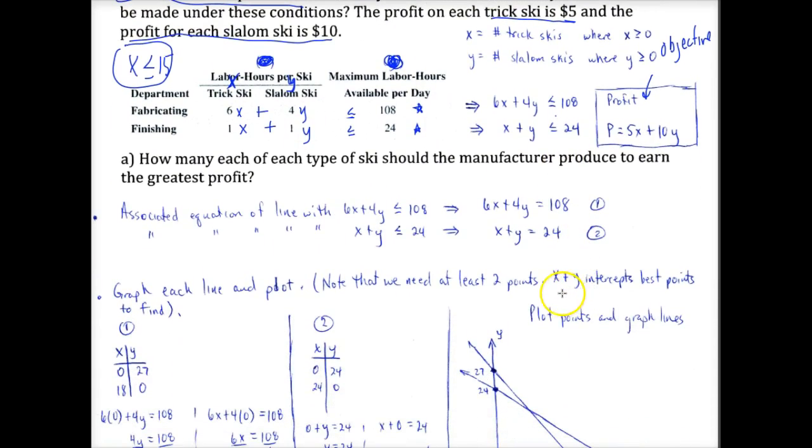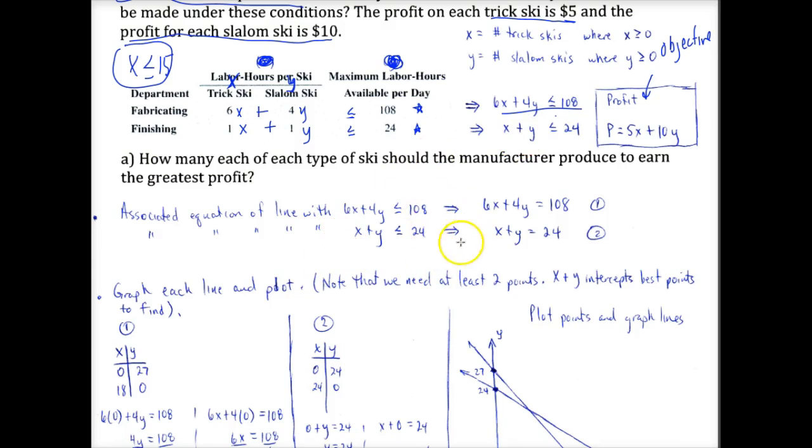So if we look down here, these are what we call inequalities. And inequalities themselves have a range of solutions. The values of x and y that we plug in, as long as we plug in values of x and y such that this total value ends up being less than 108, then we're good. And so we want to find the combination of the amount of labor hours for trick skis and slalom skis that will end up being less than or equal to 108. And of course, for the finishing, have that be 24 or less.